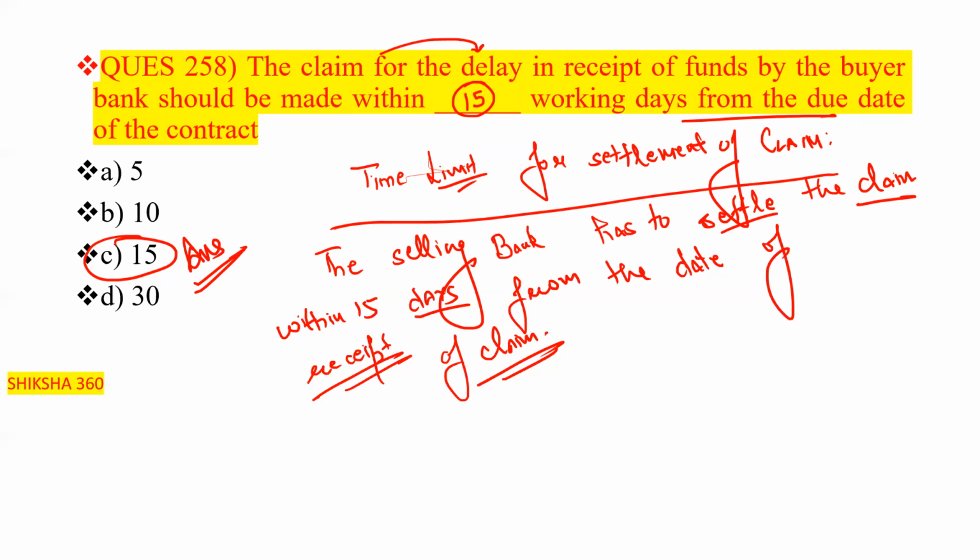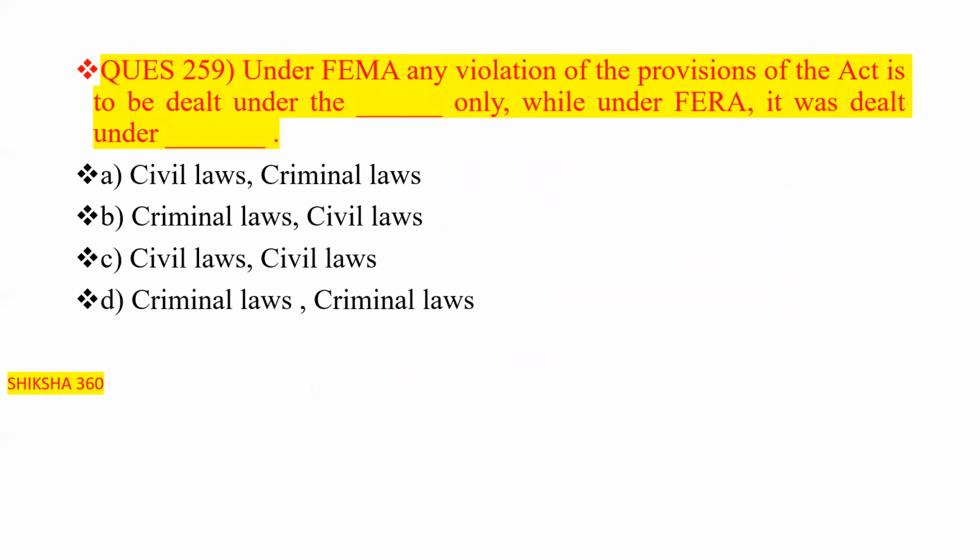Now move to the next question. I think I have already discussed that point in the session when we discussed that topic. Under FEMA, any violation of the act is to be dealt under the dash law only, while under FARA. FEMA is 1999 and FARA is 1973. Under which law is each dealt with? Options: FEMA civil laws and FARA criminal laws; or both civil laws, or both criminal laws. So what is the answer?